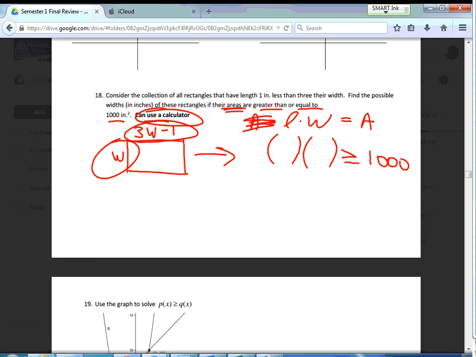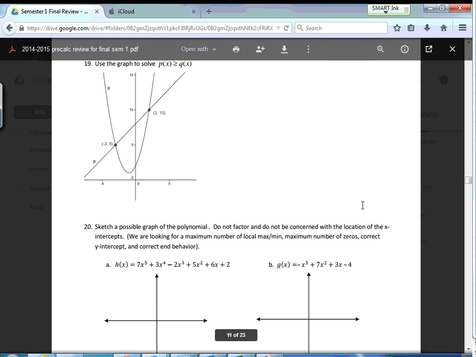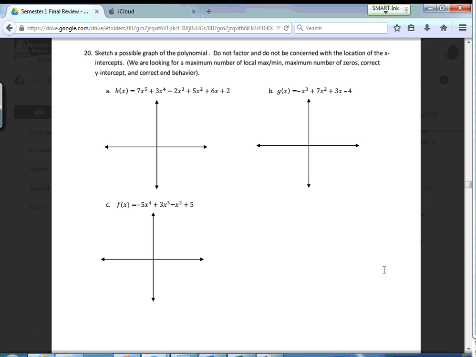All right, so anything from 19, 20, do you need one of these, kind of like number 20? Or are those so easy you don't need those?